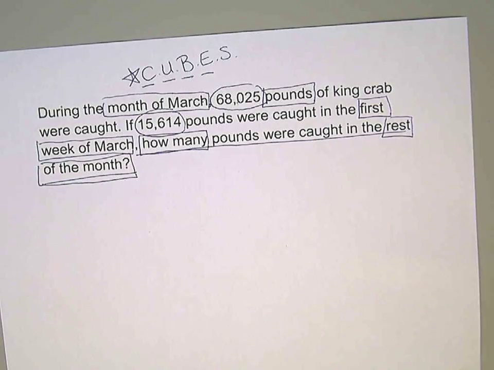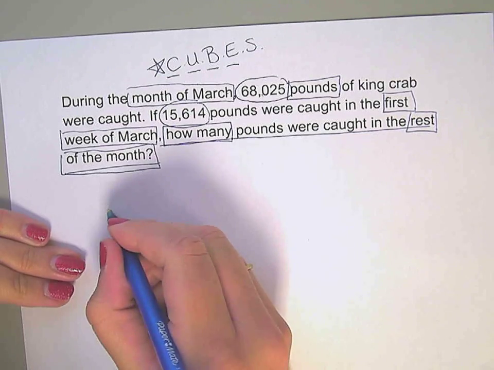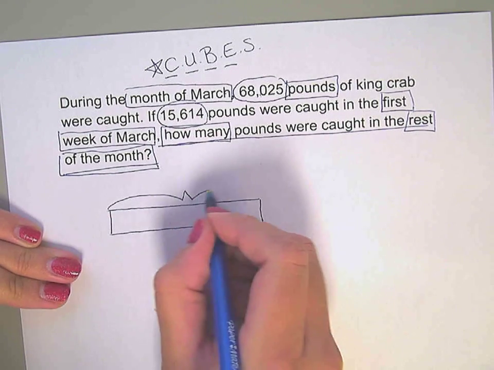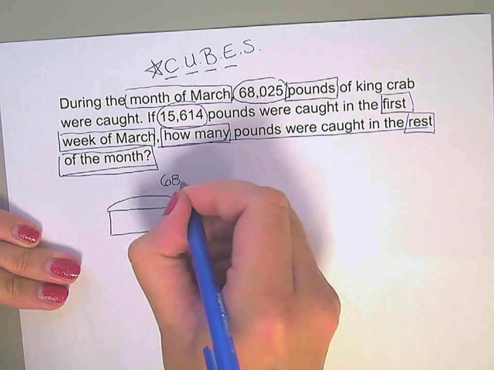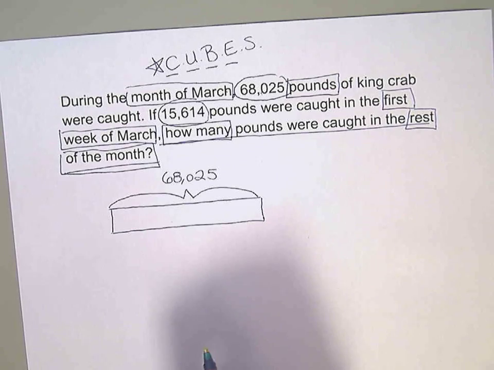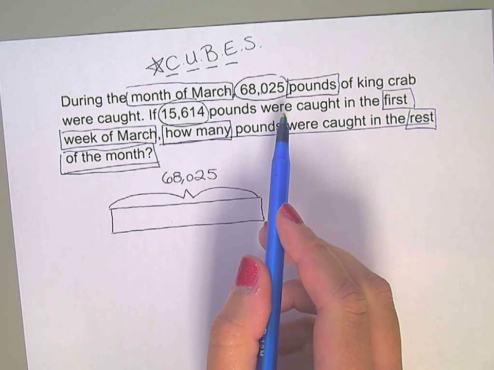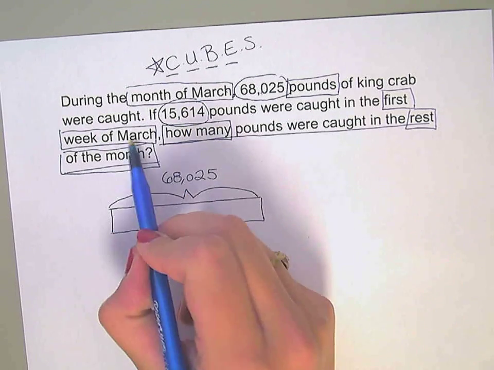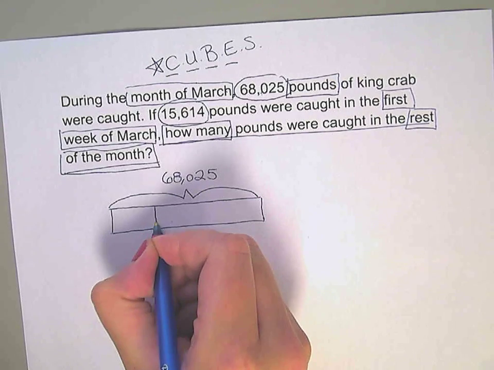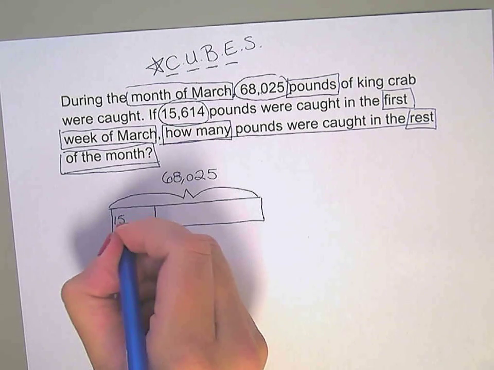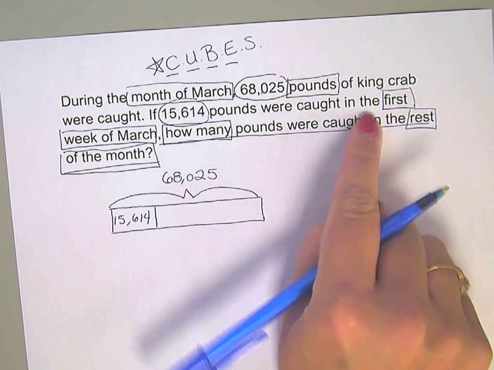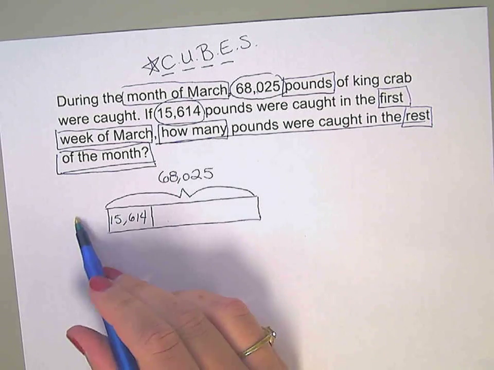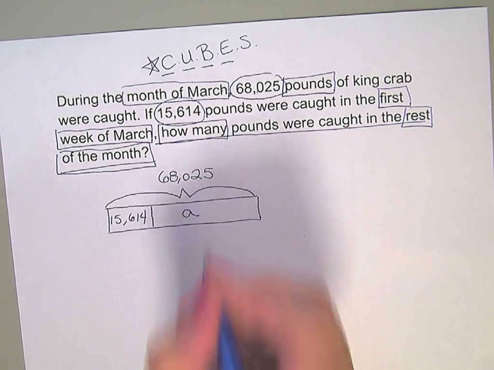So here's how I'm going to draw it. I'm going to draw my whole. And the whole thing for the whole month of March, they said, was 68,025. Okay? Now, the other part that I'm going to do is my part. They've given me the total, and they said the first week of March, so a small part of this. I'm going to make a small part of my tape. 15,614. Now it's asking how many pounds were caught in the rest of the month. That means how many more to get to my total. So that represents my A, my answer.